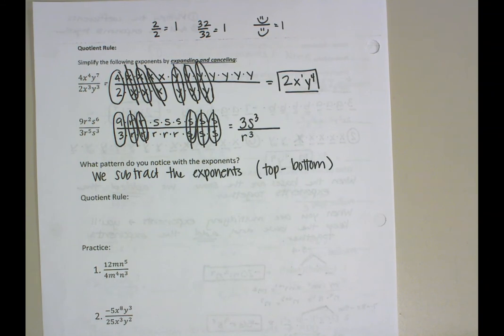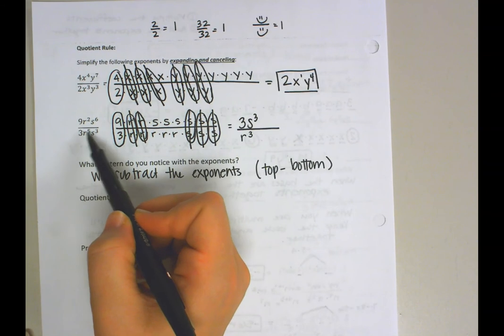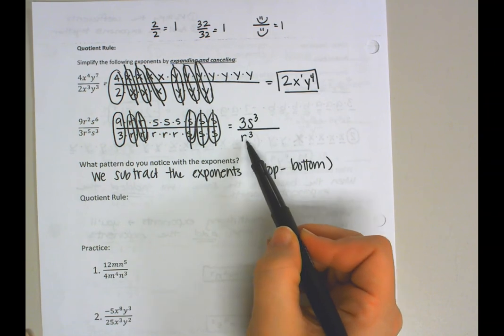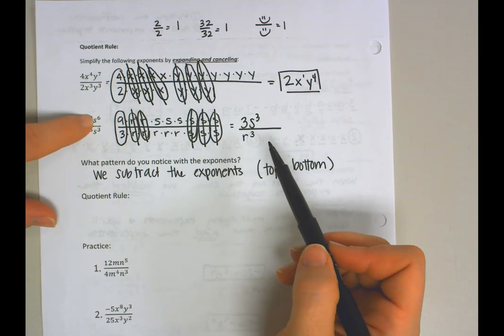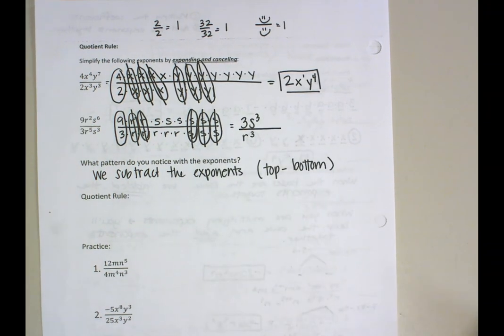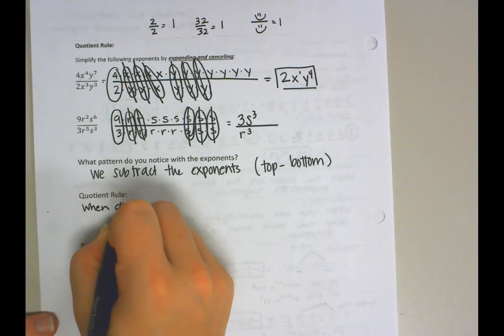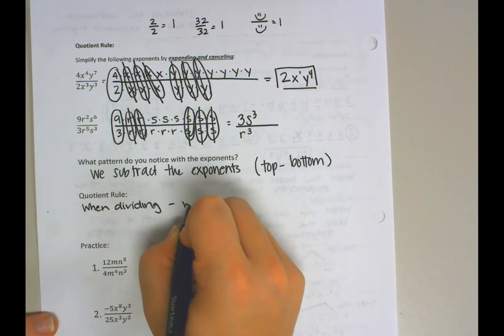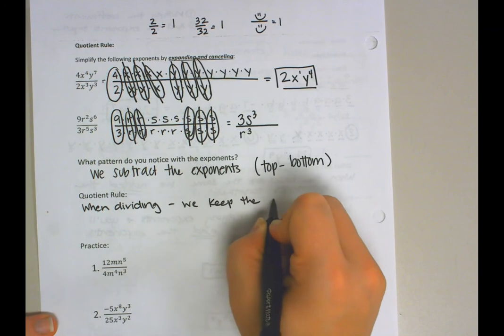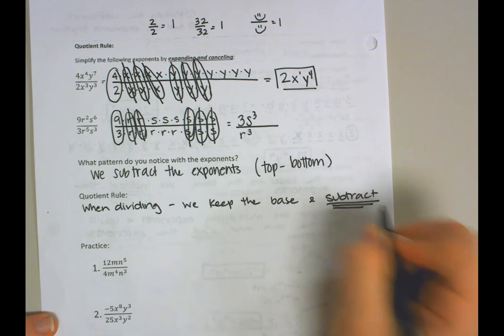It also can be easy to remember whichever number is the biggest one is where the remainder is left. So for instance here, that r to the 5th is bigger down here. So that means the extra stuff left between the two of them is left at the bottom. Right? If this s is bigger at the top, 6 is bigger than 3, so all your extra s's get left at the top. So that's another way of remembering where the letter goes. So our quotient rule says when dividing, again, we keep the base and subtract the exponents.